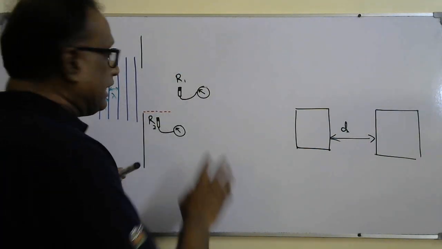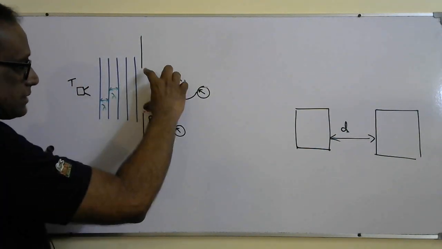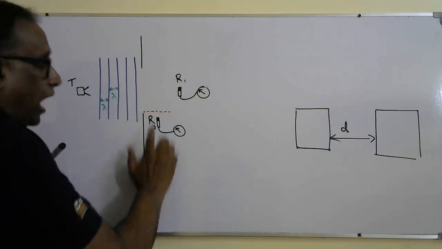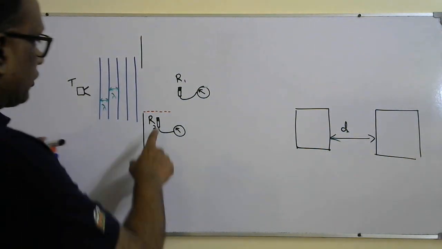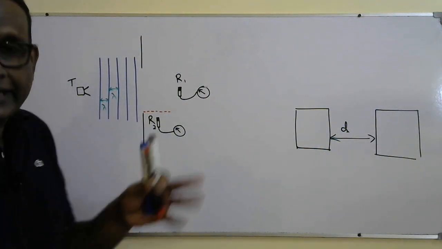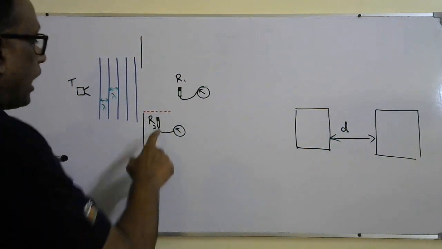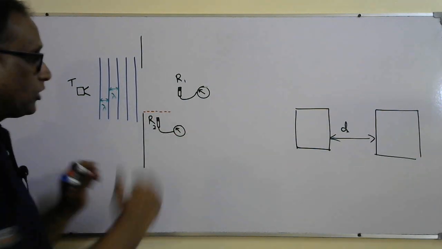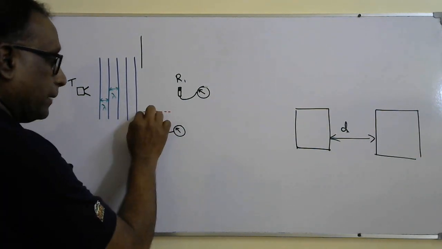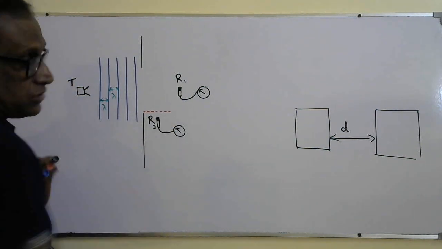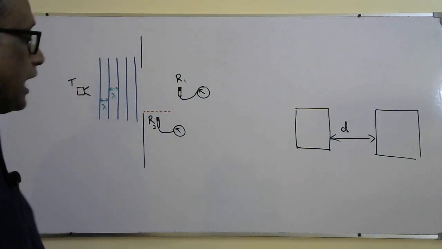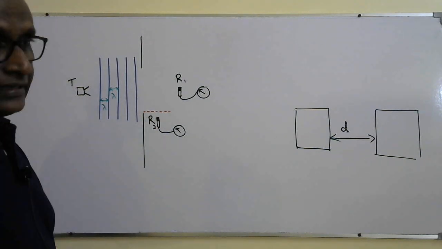R1 will receive the microwave which passes directly through the slit. R2 won't receive any microwave because the microwave is not diffracting much, not spreading out much. So R2 is not getting any reading because it is kept below the edge of the plate, so it won't receive anything.